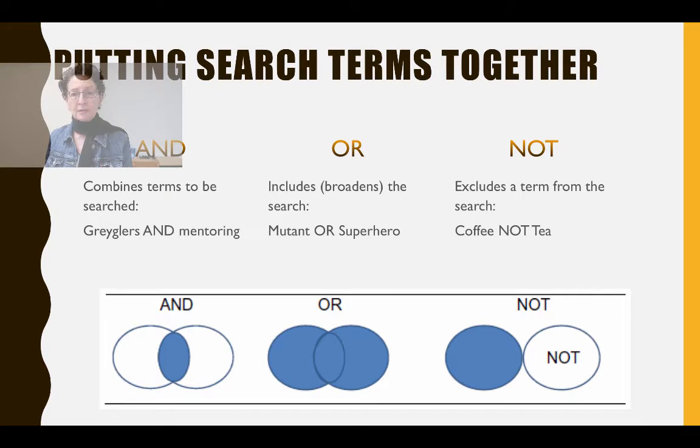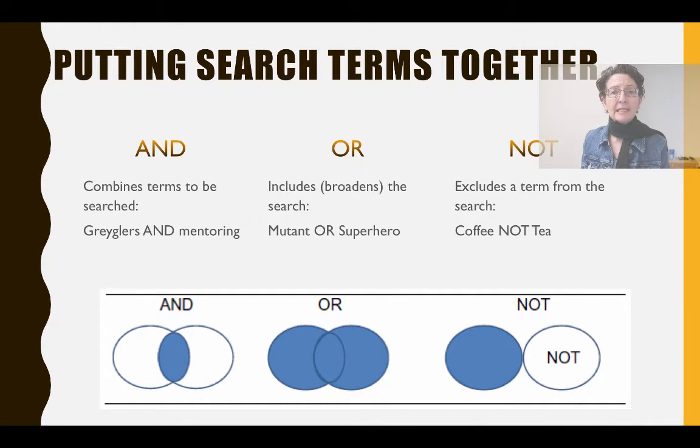"OR" can be used to broaden a search term. So perhaps you would like to search for any articles that include either mutant or superhero. So maybe you're doing some comic book research. If you put "OR," then the results will include all of the articles that have mutant and superhero, mutant alone, or superhero alone. So you're maybe not sure yet what kind of keywords are being used. You're doing a preliminary search and you're just not sure, so you'll include both mutant and superhero.